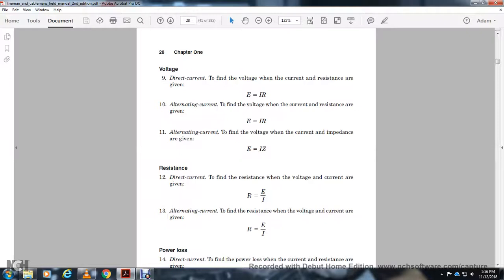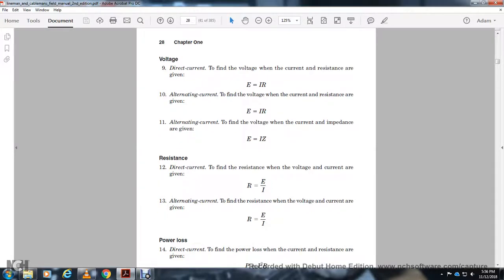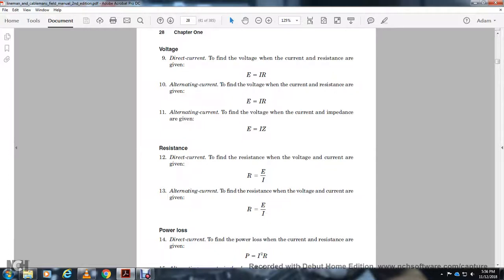Resistance for direct current is defined by the voltage over the current: ohms equal volts over amps. For alternating current, resistance is likewise volts over amps. Now the power law for direct current: power is equal to the amps squared times the resistance.